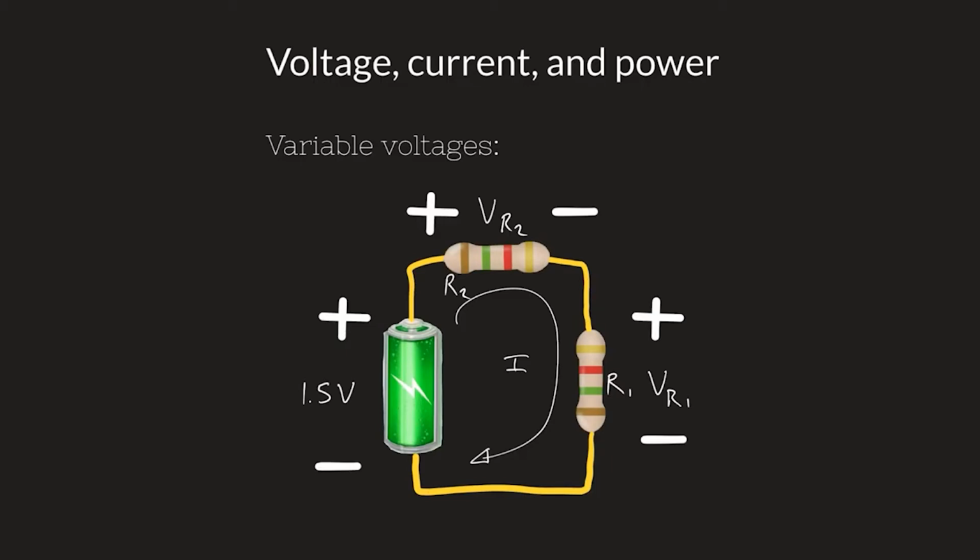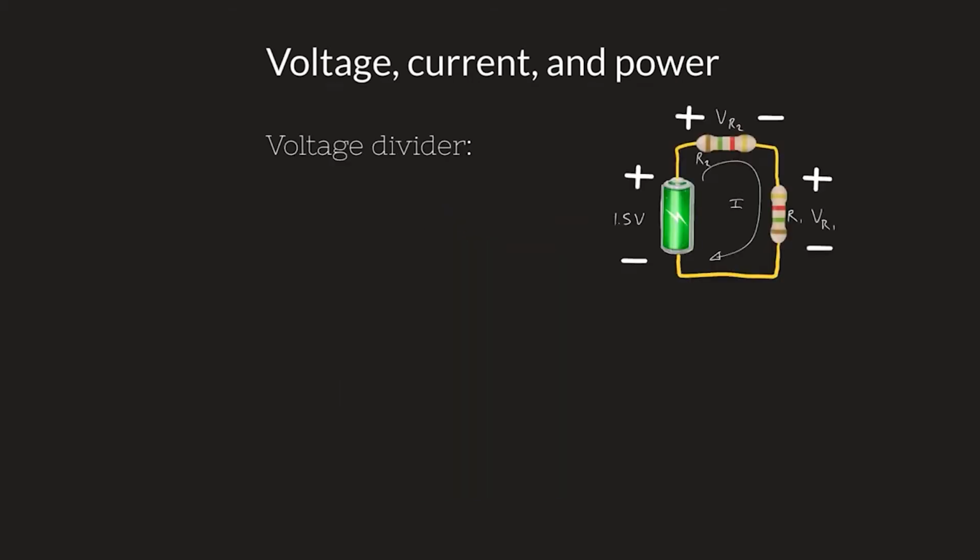But still, that doesn't say anything about how to find the voltage across each of these. To do that, there's a voltage divider. Let's say we wanted to find VR1 equals, using Ohm's law, it's I R1, but we don't know what I is yet. We know it's there.